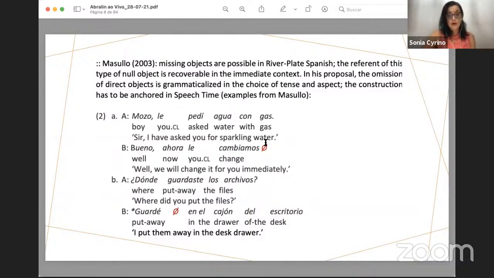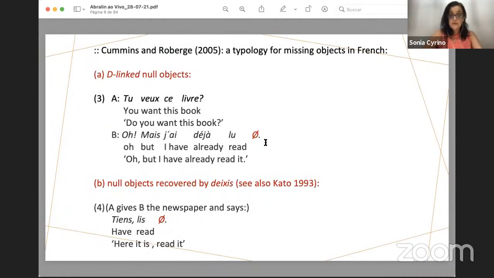And then the waiter will answer, "Bueno, ahora le cambiamos." Or, "¿Dónde guardaste los archivos?" Then you cannot say "guardé en el cajón del escritorio," because then the situation is not anchored in speech time. Cummings and Roberge in 2005 have also talked about the possibility for missing objects in Canadian French.